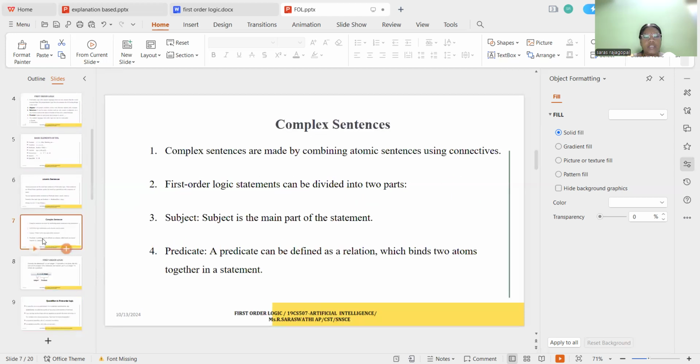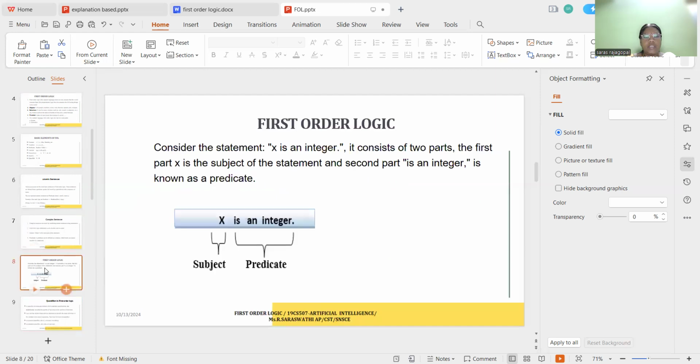Another type is complex sentences. Complex sentences are made by combining atomic sentences using logical connectives. A sentence can be divided into two parts, subject and predicate. The subject is the main part of the statement. A predicate can be defined as a relation which binds two atomic sentences together in a given single statement. For example, if x is an integer, it consists of two parts. The first part is the subject, the other part is the predicate. The subject is x, the predicate is integer: integer of x.